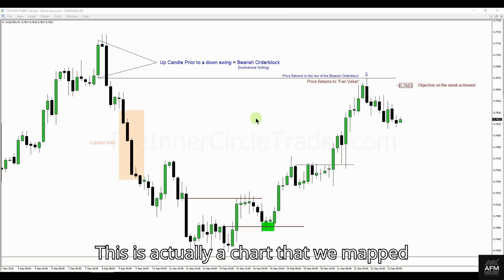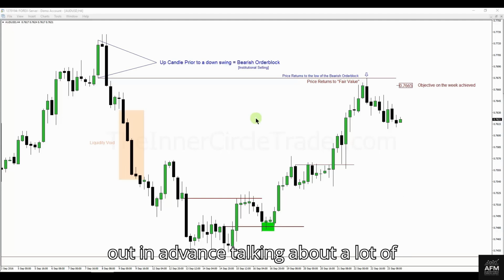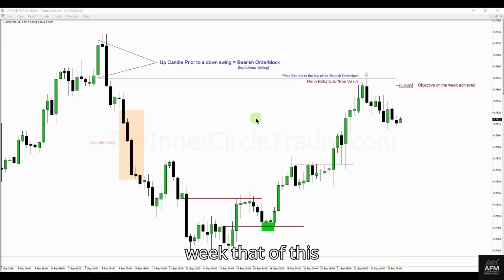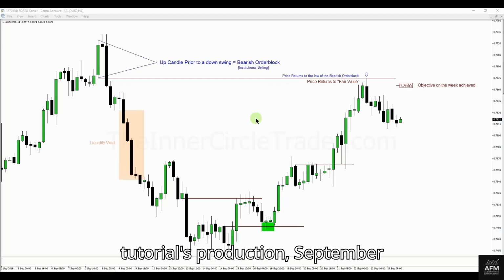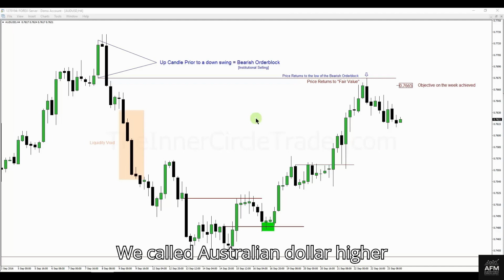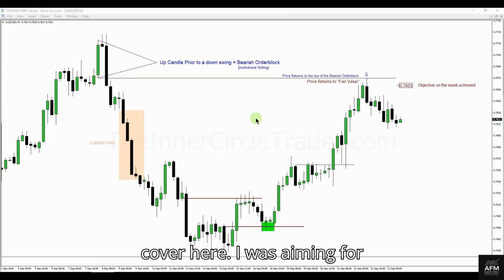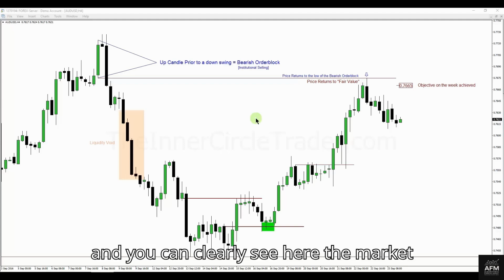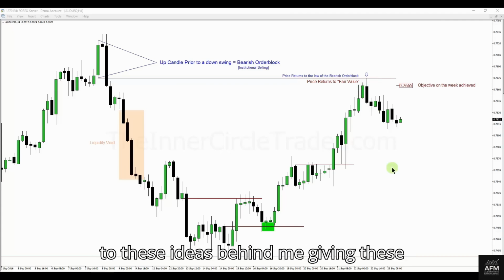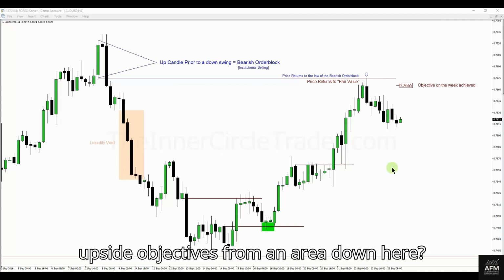This is actually a chart that we mapped out in advance, talking about a lot of these very specific things here in the week of this tutorial's production, September 24th, 2016. We called Australian dollar higher based on the things that I'm going to cover here. I was aiming for 76.65 as a weekly objective, and you can clearly see here the market did in fact hit that. What led to these ideas behind me giving these upside objectives from an area down here?